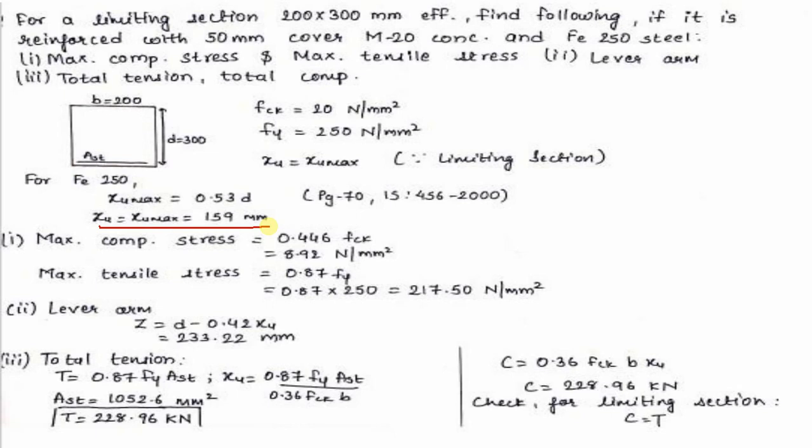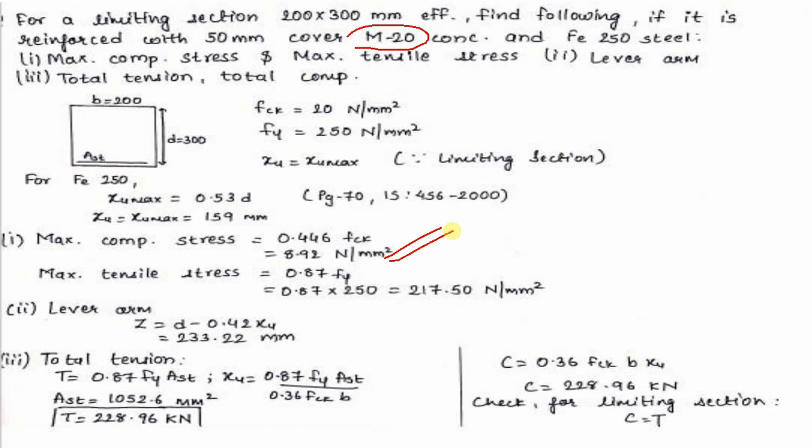Now starting with our question, the first thing we need to find is maximum compressive stress and maximum tensile stress. Maximum compressive stress and maximum tensile stress have already been discussed in the stress strain graph. So according to that, maximum compressive stress will be 0.446 FCK, and FCK being 20 as it is given M20 concrete, so the stress will be 8.92 Newton per mm square. And maximum tensile stress will be 0.87 Fy.